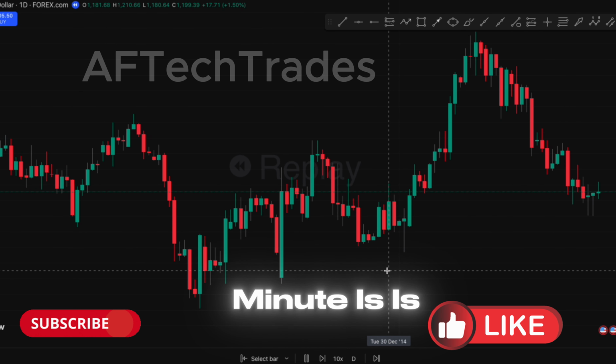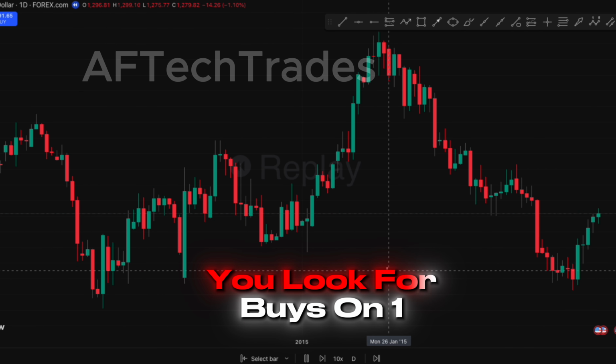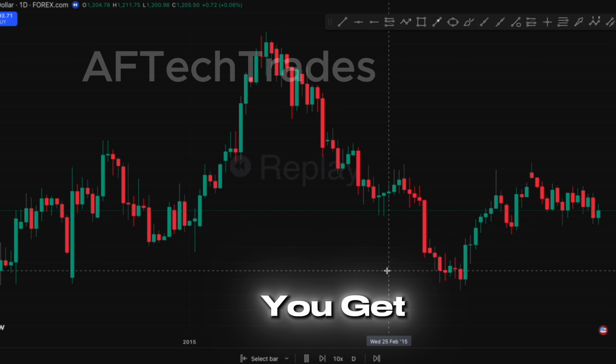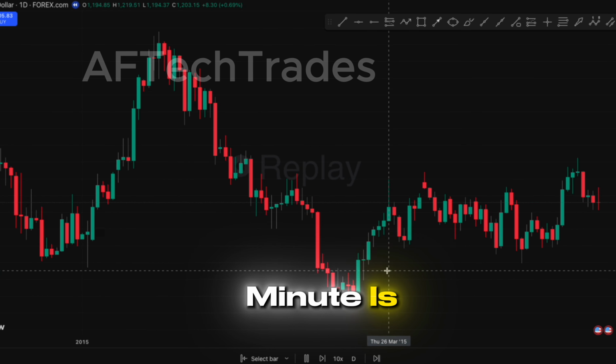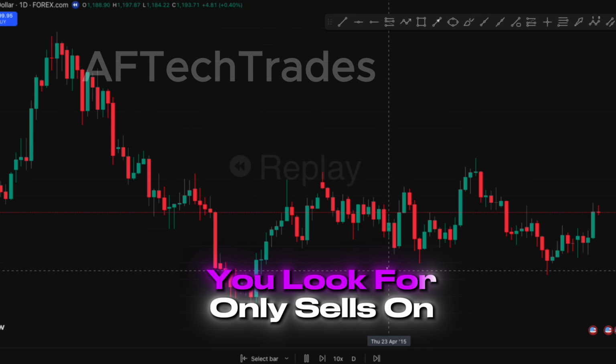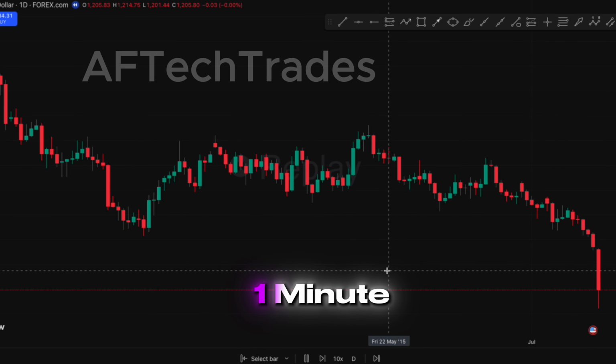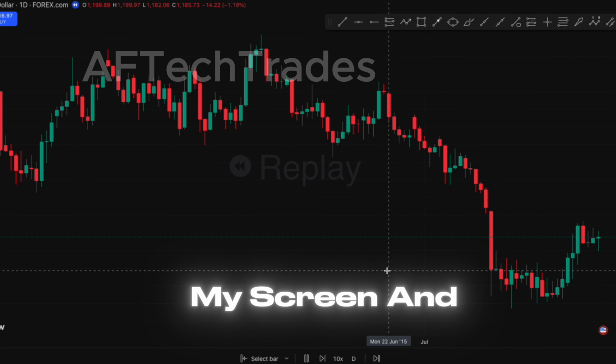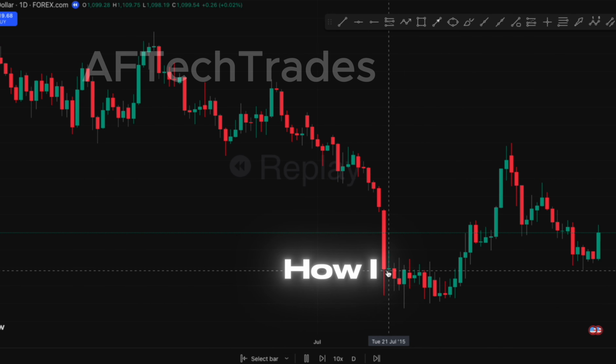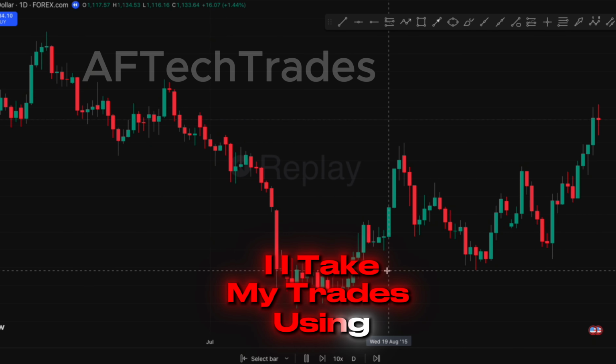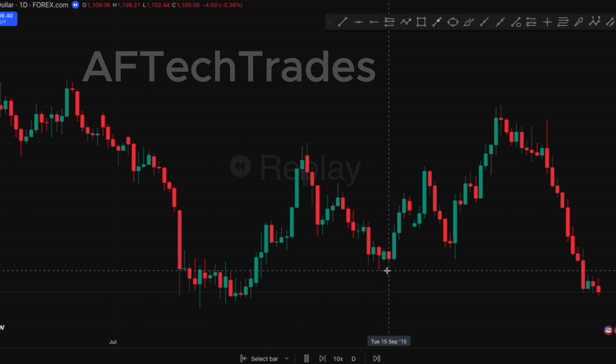So if the 5 minute is trending bullish, you look for buys on the 1 minute. I hope you get it. And if the 5 minute is trending bearish, you look for only sells on the 1 minute. So now let me show you my screen and how I take my trades using just a simple trend line.